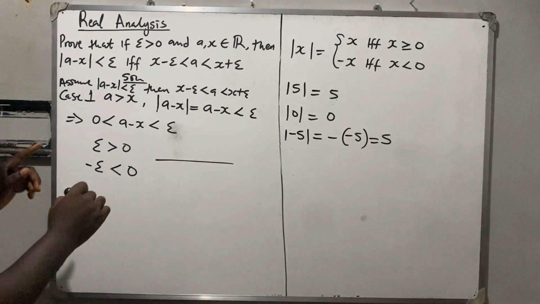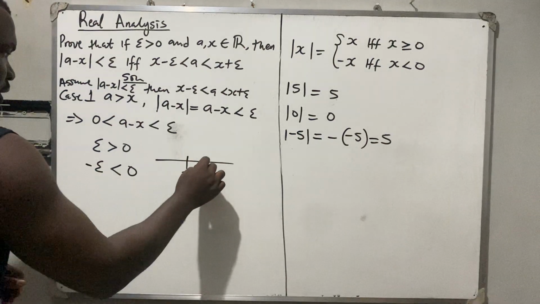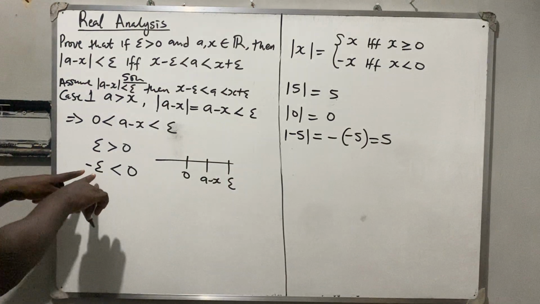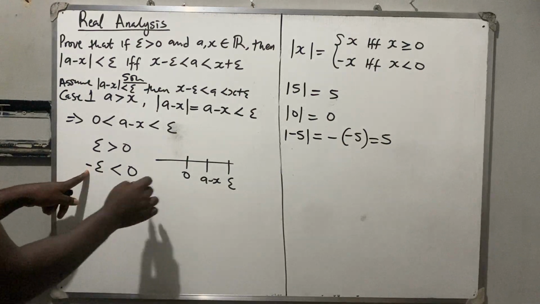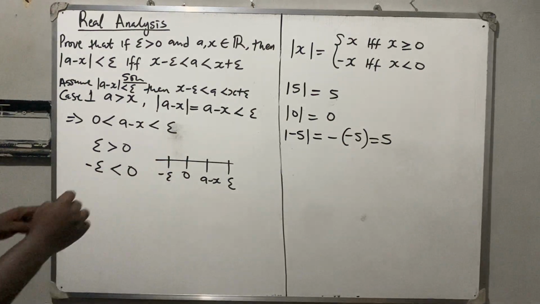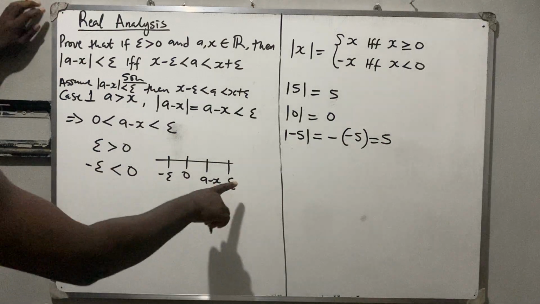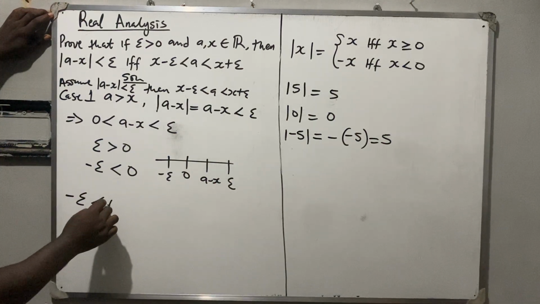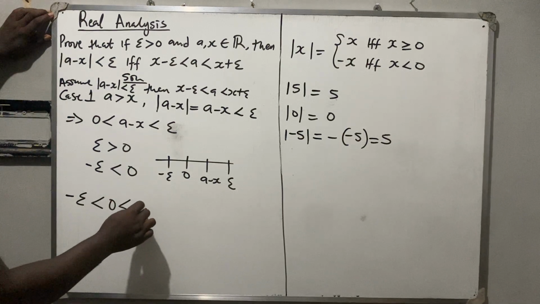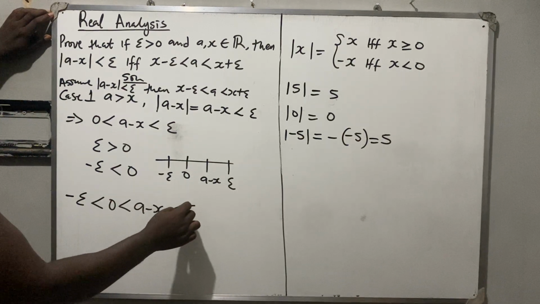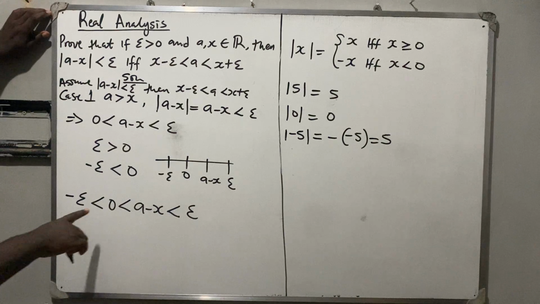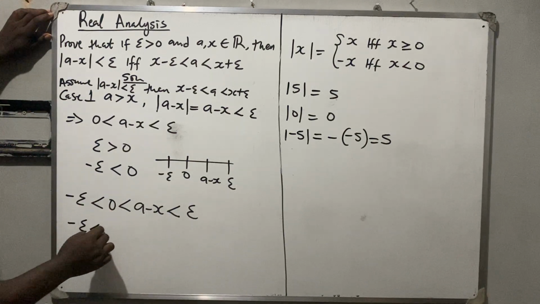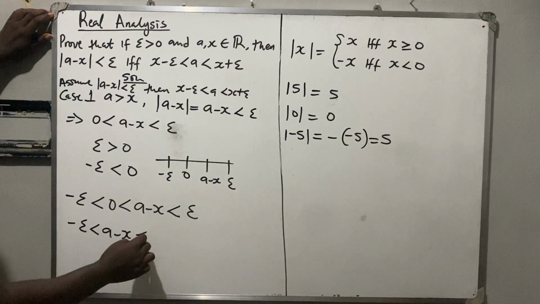Now, let me draw it again for you to understand. I have that here is 0, here is my a minus x, and then here is my epsilon. So if minus epsilon is less than 0, therefore minus epsilon is going to be this side. So if you combine everything here, you are going to be having that minus epsilon is less than 0, which is less than a minus x, which is less than what? Epsilon. So if I remove the 0 here, I'm going to be having that minus epsilon is less than a minus x, which is less than what? Epsilon.